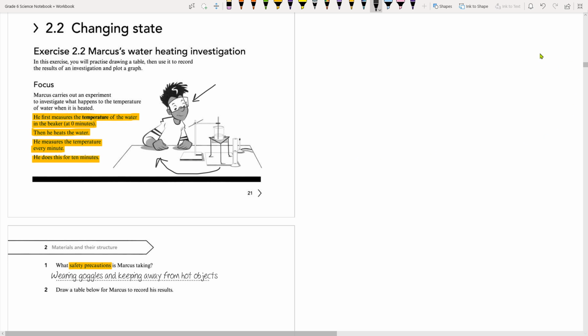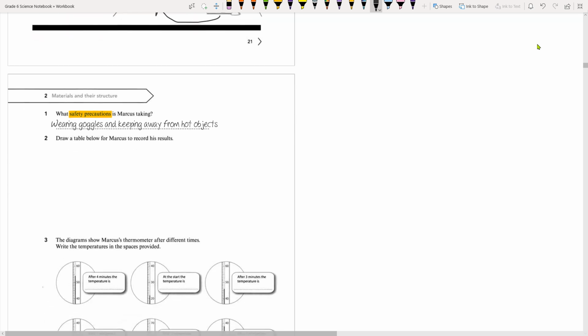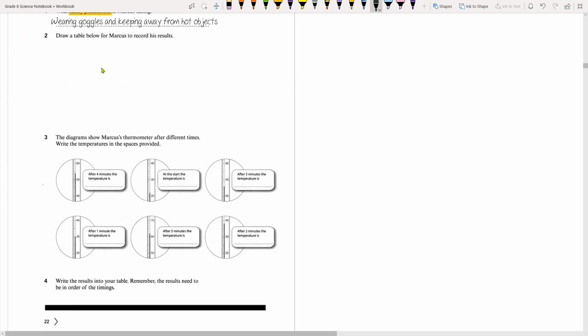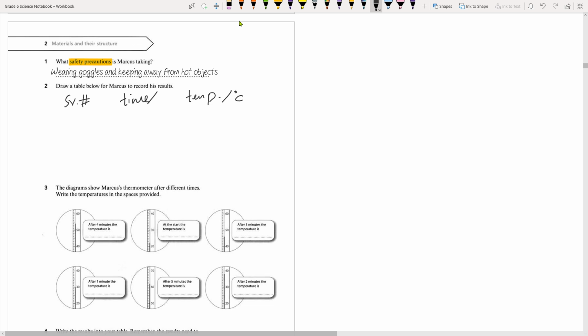Now below, draw the table for Marcus to record his results. What table would he draw to mark his results? Since he's taking observations, I'm going to put a serial number in there. Then I'm going to put the time because he's measuring time, and then I'm going to put temperature. Temperature is going to be in degrees Celsius, and time is going to be in minutes, so MIN. So I'm just going to take this.